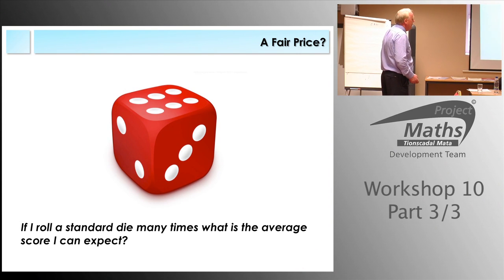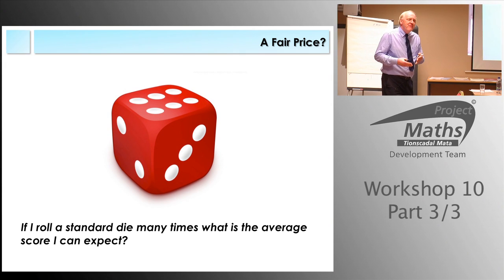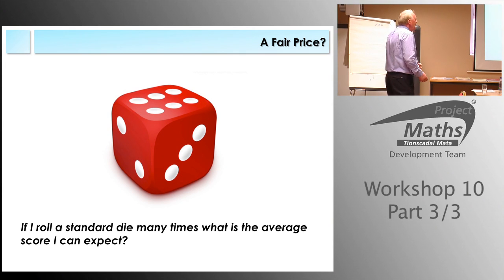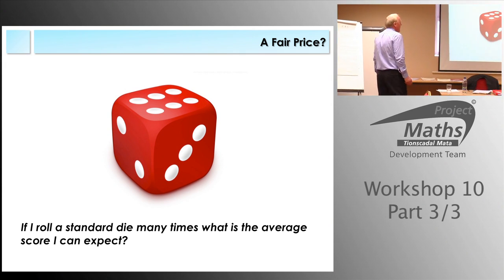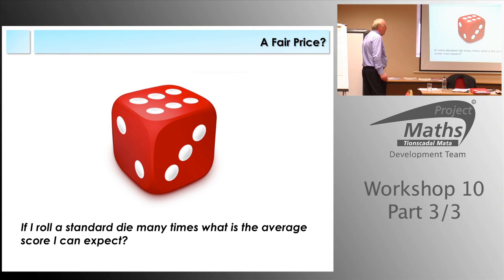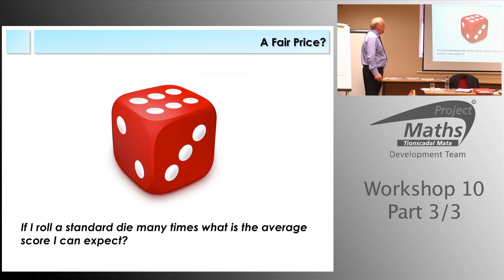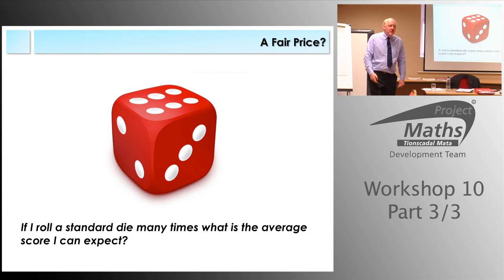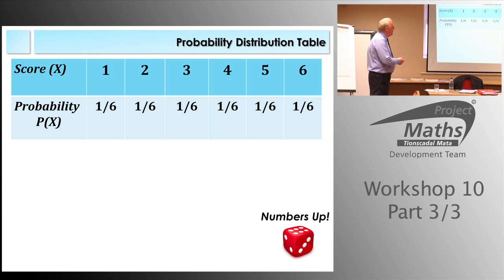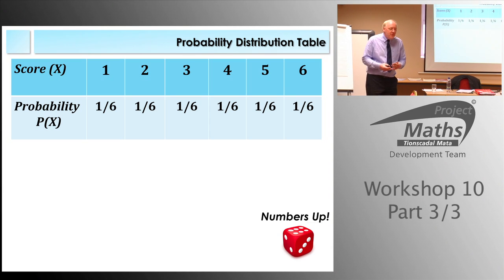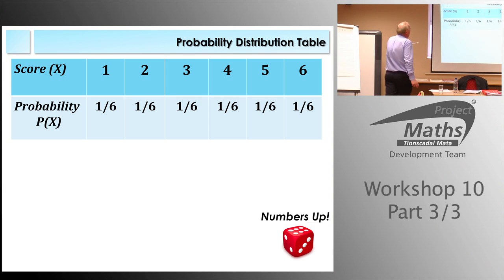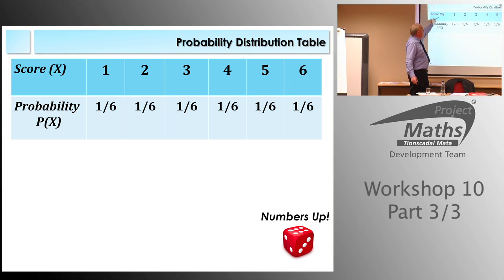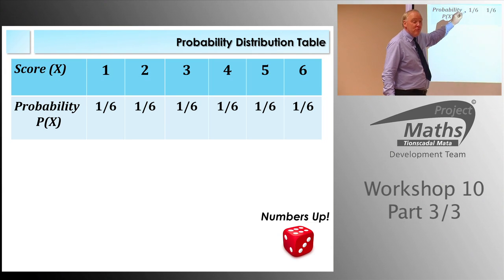Now let's move on a bit and look at this idea of a fair price. We're going to look at a 6-sided die again, a fair die, and if I roll the standard die, what is the average score I can expect? That allows me to branch out a little bit and look at a probability distribution table, where I deal with a random variable x, and in this case it's a discrete random variable because they're whole numbers: 1, 2, 3, 4, 5, 6.